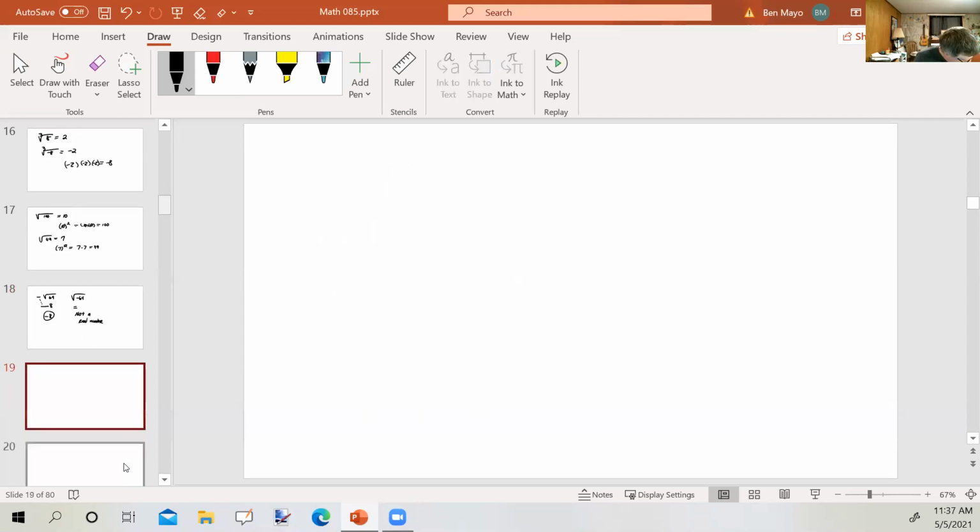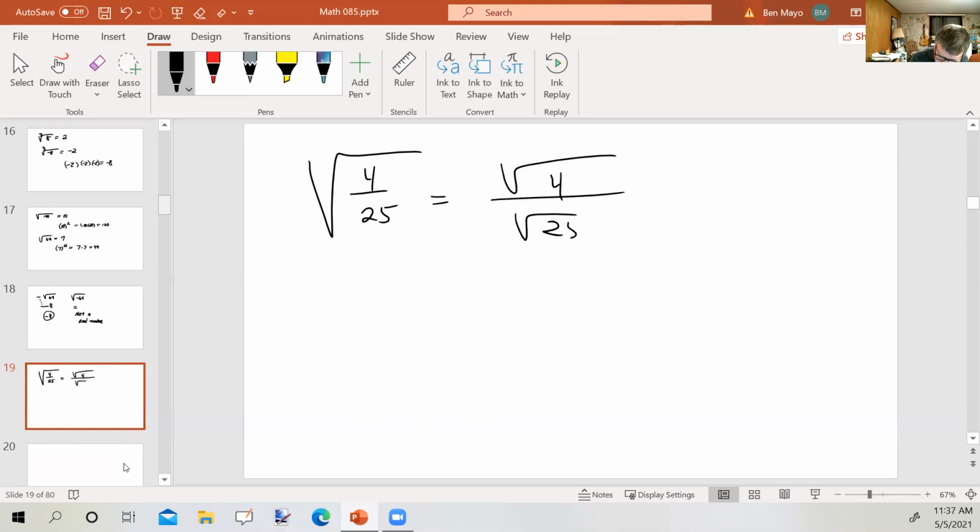Now, let's see here. How about the square root of a fraction? We can separate it into the square root of the numerator over the square root of the denominator, and we'll talk more about that in a later section. The square root of 4 is 2. The square root of 25 is 5. So the square root of 4/25 is 2/5.